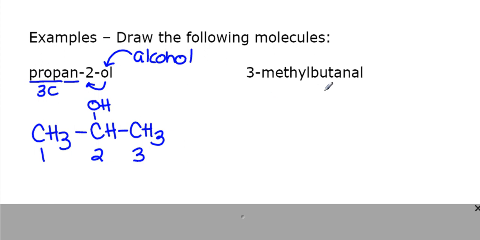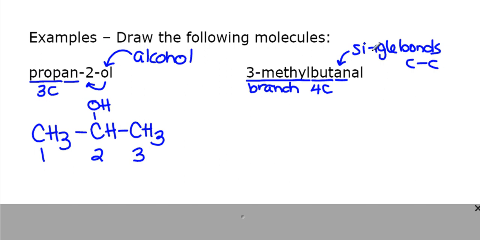We've got 3-methyl butanal. So this here is our branch. But means I have 4 carbons. Again, AN still means all single bonds between the carbons. But what I'm looking at here is the AL ending to tell me what group it belongs to. AL ending means you have an aldehyde. So what's unique about an aldehyde?